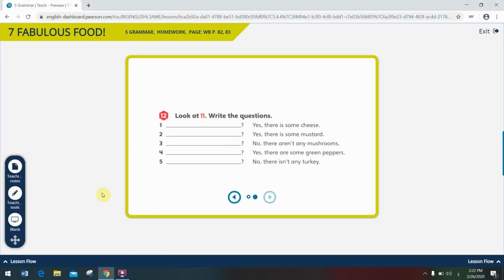Now let's move to the last question. This is exercise number 12. You have to look at 11, write the questions. So please look at exercise number 11 in order to write these questions.